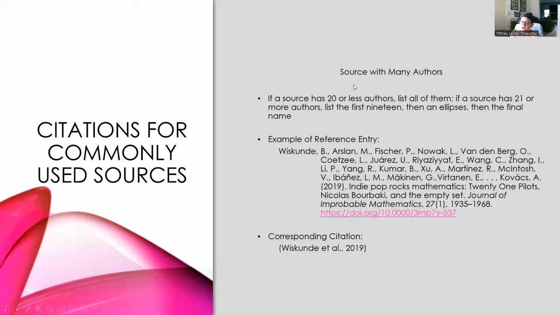We learned about what to do if you have a source with many authors, right? If you have 20 or less authors, you put them all in the citation. Every author's last name and first initial, separated by commas with an ampersand before the last author. But you only do that the first time you use that source in the essay. So unfortunately, if I'm using this source in my essay, I'm gonna have to list all of them the first time. Then after that, you can just put Wisconsin and others, et al.